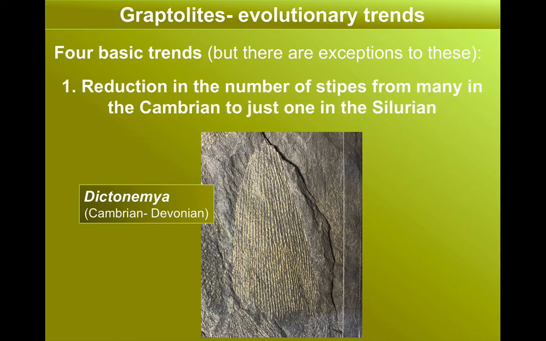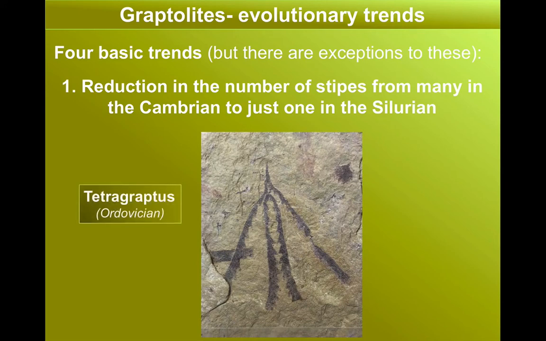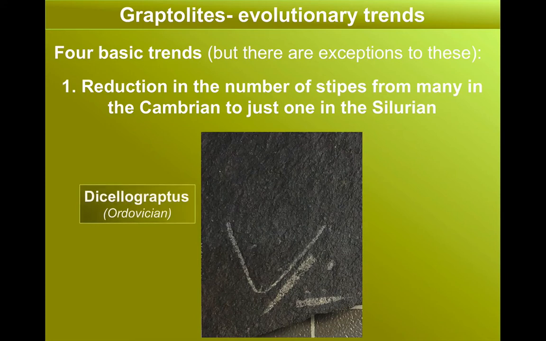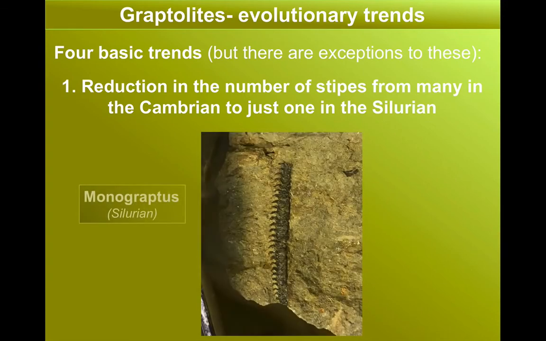The first of these trends is that there was a reduction in the number of stipes from lots of them in the Cambrian to just one towards the end of their time in the Silurian. The image you can see here, Dictyonema, is one of the earliest graptolites, and you can see the individual stipes shown on this particularly well-preserved example. As time progressed, the number of stipes reduces. This is a graptolite from the early Ordovician called Tetragraptus and has four stipes. As the Ordovician progressed, the number of stipes reduces. Dicellograptus here only has two. By the time we get to the Silurian, we have graptolites such as Monograptus, which has a single stipe.